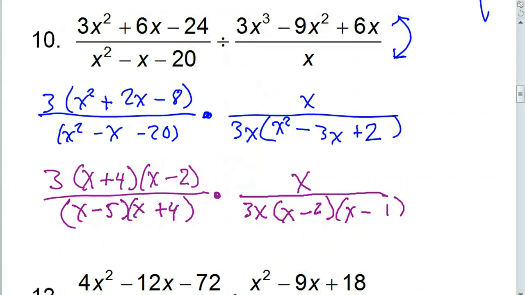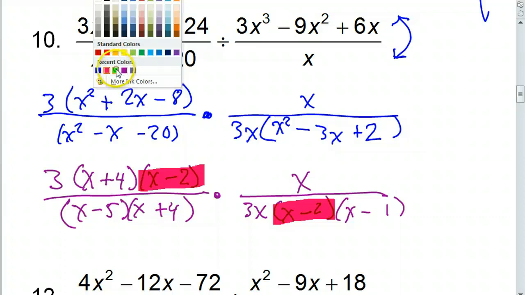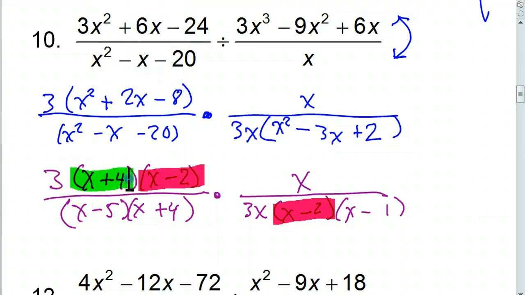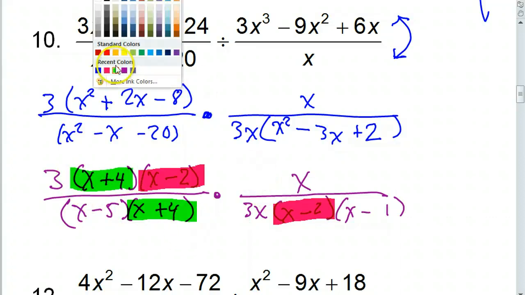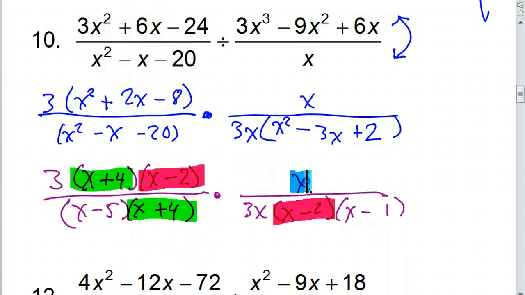And now I'm going to look for things that I can cancel out. So I heard minus 2. So yeah, the x minus 2's cancel out. Plus 4. Okay, the x plus 4's cancel out. 3 and the x's. Can you cancel out the 3 and the x's? The x's can cancel out. Can you cancel out the 3's?